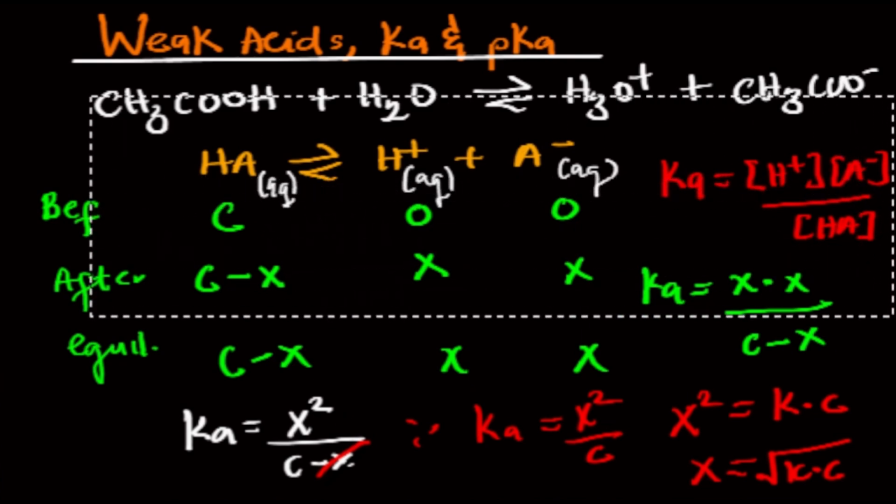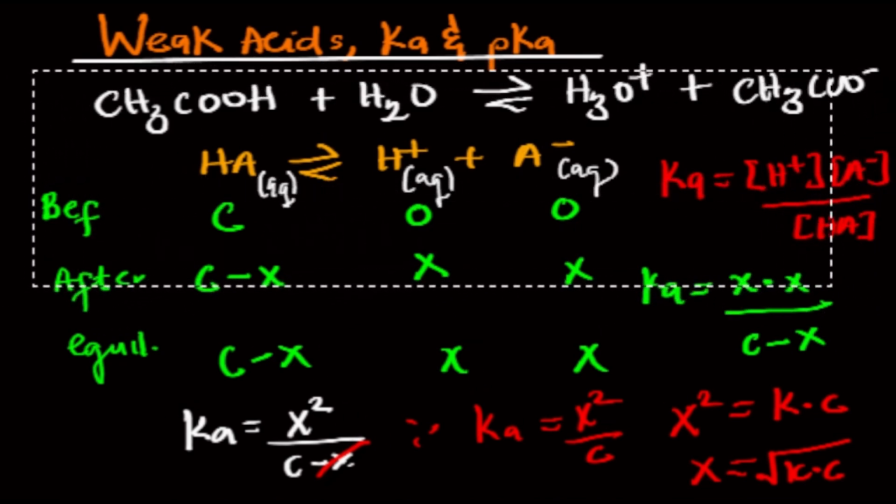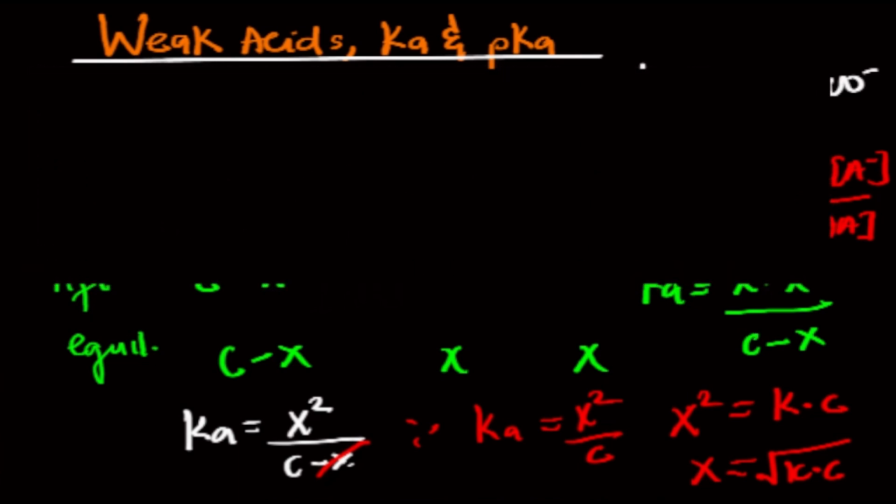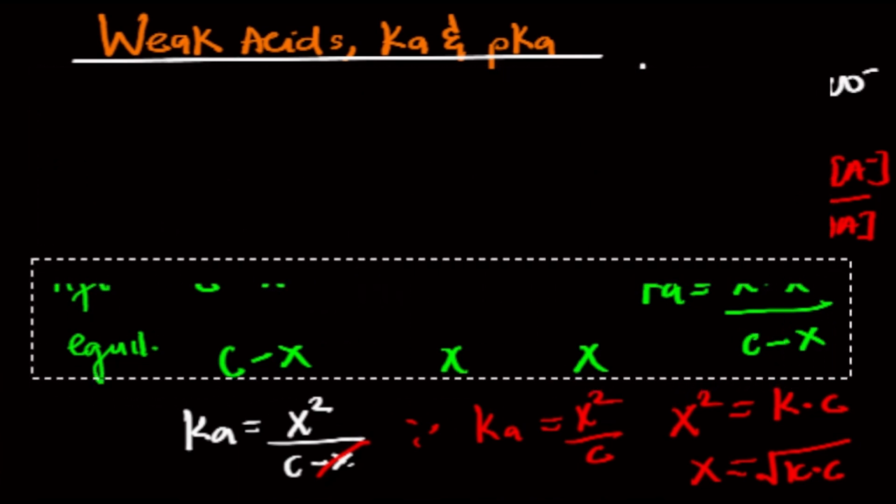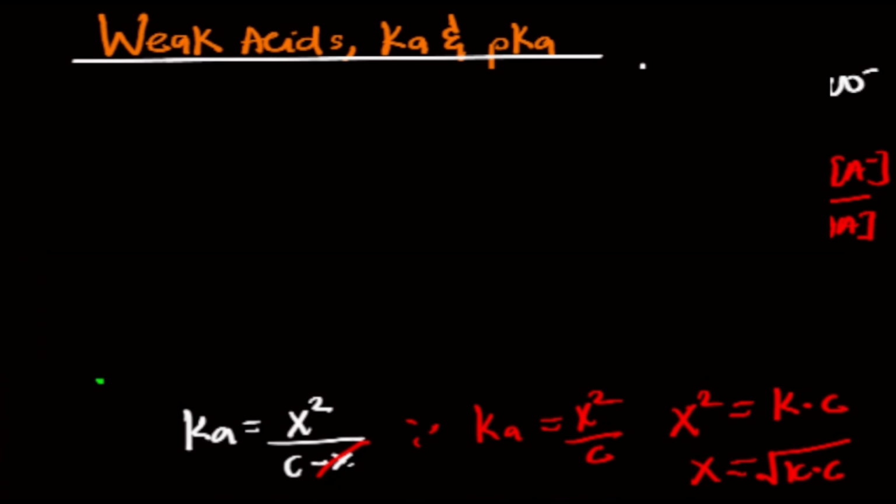Now from here, I'm having X squared equal to the root of Ka multiplied by C. What do you think I can do here? I can go ahead and separate. If I separate, X squared is now X, not X squared again. So I'm going to have X equal to Ka raised to the power 1 over 2, multiplied by C raised to the power 1 over 2. That's what I'm going to have.